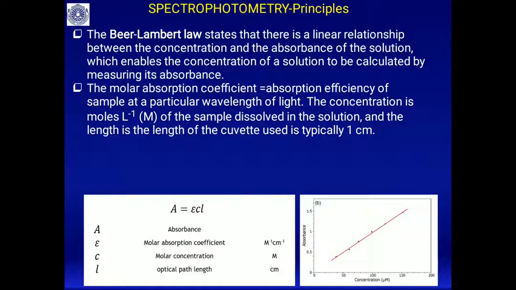So we can derive that absorbance is equal to epsilon times concentration times the optical path length. Epsilon is the molar absorption coefficient. Absorbance we get from the spectrophotometer. The optical path is always 1 centimeter. So by using this formula, we can calculate the concentration of the solution through the spectrophotometer.